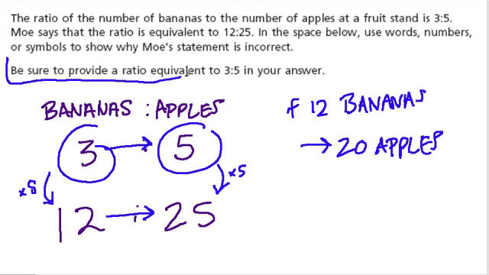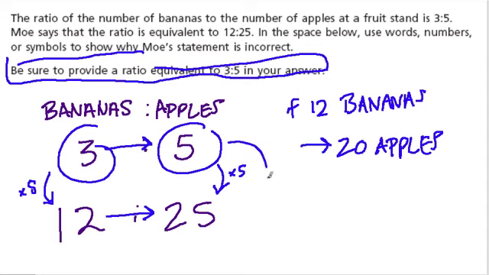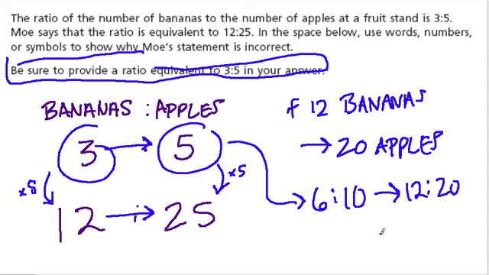And then look at this trick right here. Be sure to provide a ratio equivalent to 3 to 5 in your answer. Well, I would just double my ratio. Instead of 3 to 5, I would say, well, what about 6 to 10? Or you could double that. What about 12 to 20? Or you can keep going, 24 to 40. You just double these, and they really all reduce down to 3 to 5. All right, I hope that helped.